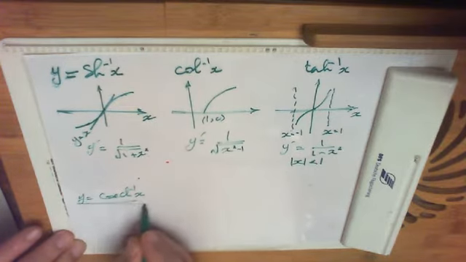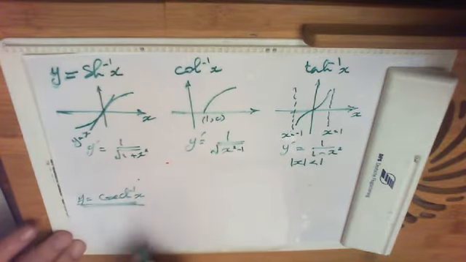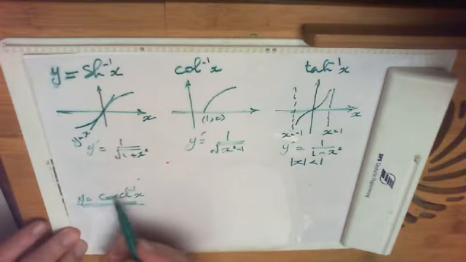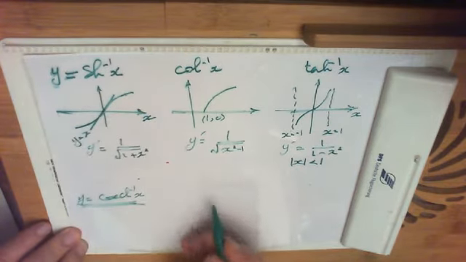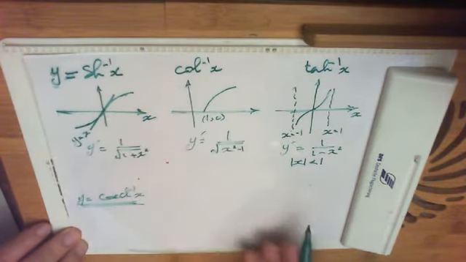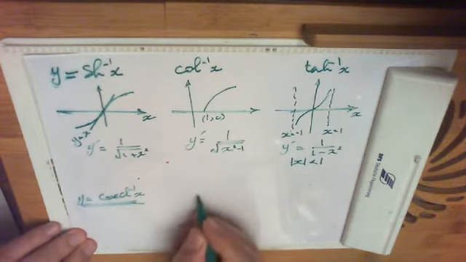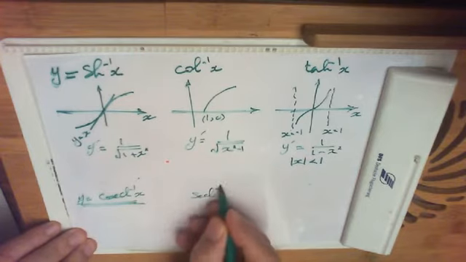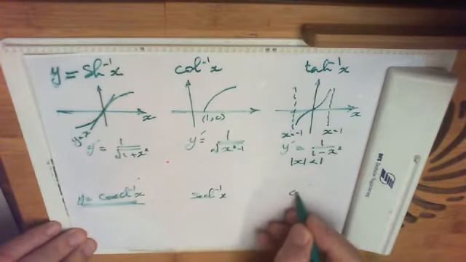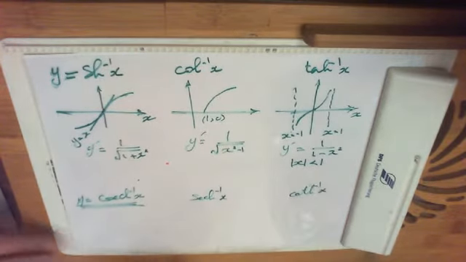A few minutes later, inshallah, we'll find a relation between cosech minus 1 and sinh minus 1, between sech minus 1 and cosh minus 1, between coth minus 1 and tanh minus 1, inshallah ta'ala. Also, sech minus 1 x, and finally coth minus 1 x.